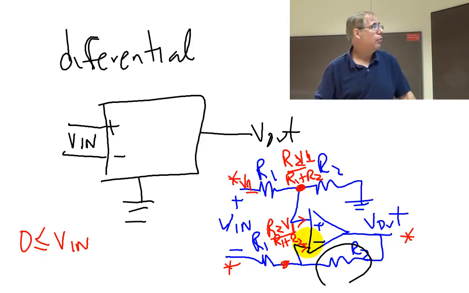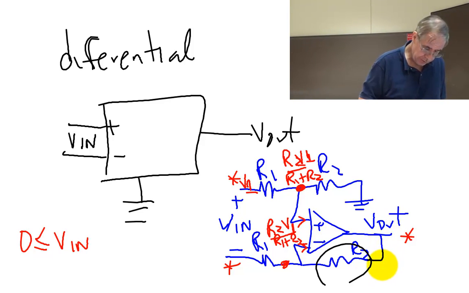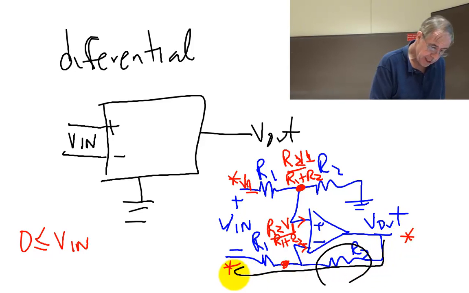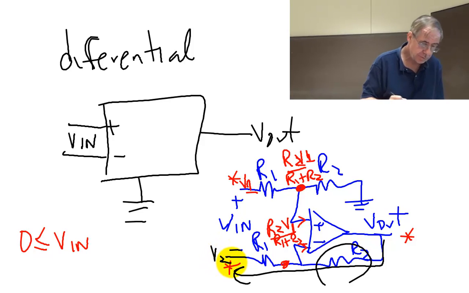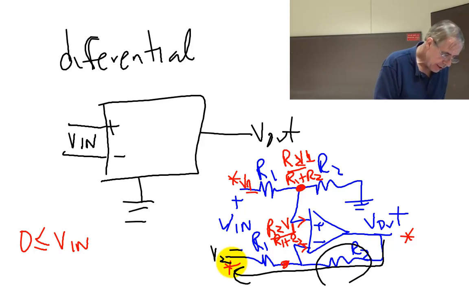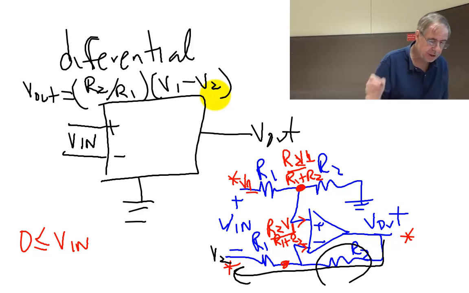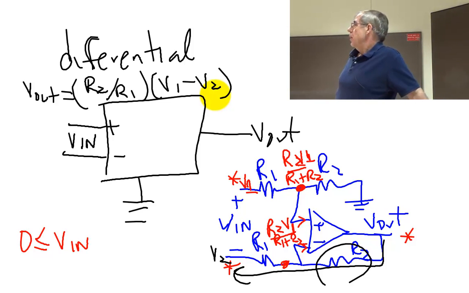One more Ohm's law. If I do Ohm's law through this pair right there, and I call this V2, Ohm's law through there, and then I do the math, I'm going to get something like Vout equals R2 over R1 times V1 minus V2. It's a differential amplifier. See that?